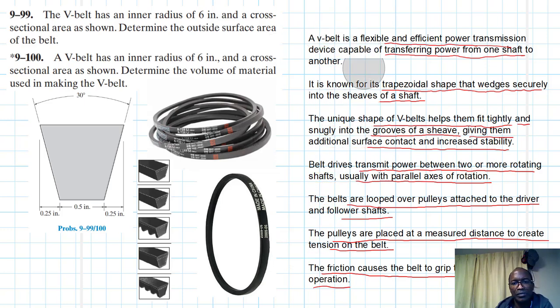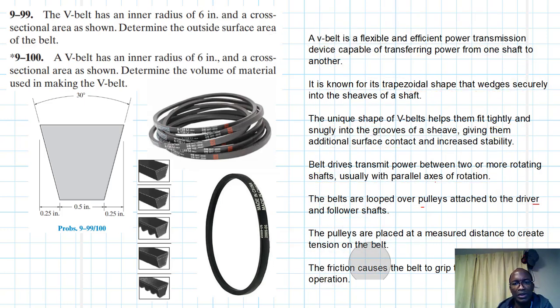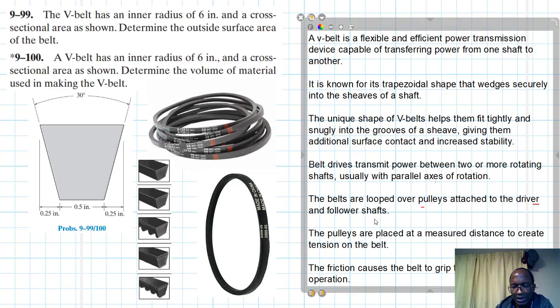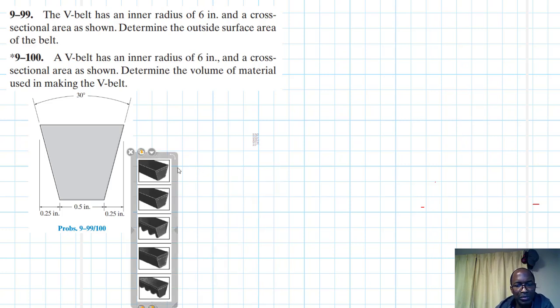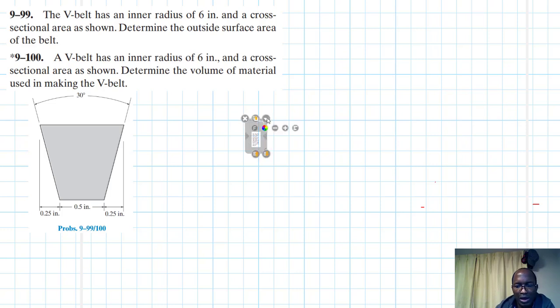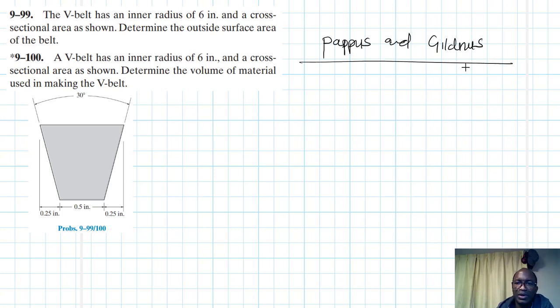So let's go to the problem. In this problem, we have been asked to determine the surface area as well as the volume. We are going to use two concepts developed by two individuals by the name of Pappus and Guldinus.